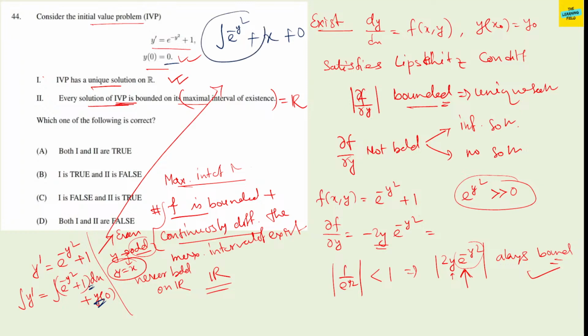So whatever the value of this may be, since this is plus, as x tends to infinity, obviously y tends to infinity. Therefore, we got a solution which is not bounded. Therefore, this option is discarded. That means which is the correct option here? Option B is the correct option.